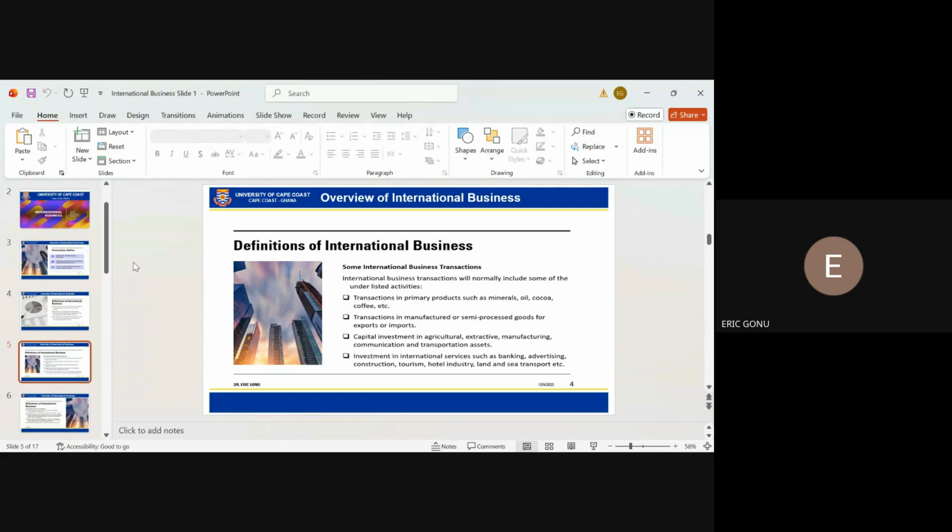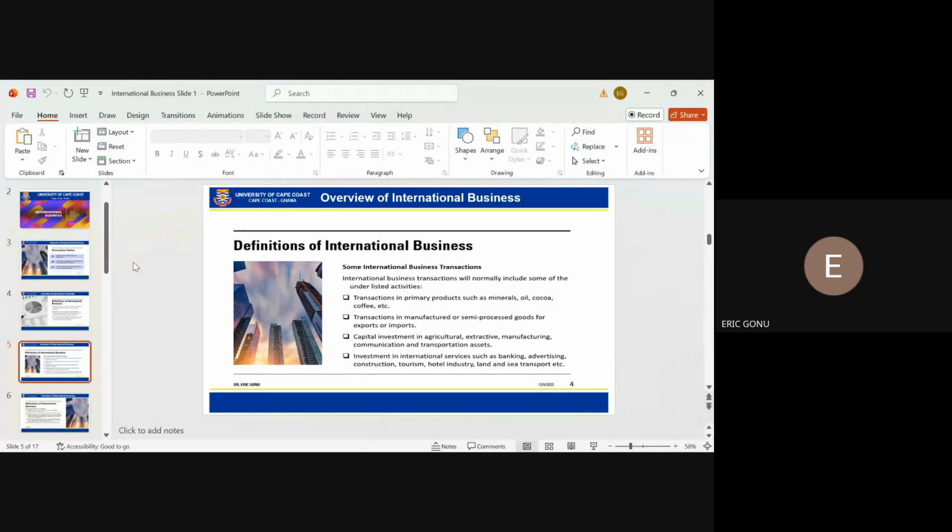Then we have transactions in the manufacture of semi-processed goods for export or import. The moment we are involved in those import activities, that is also part of international business activities.